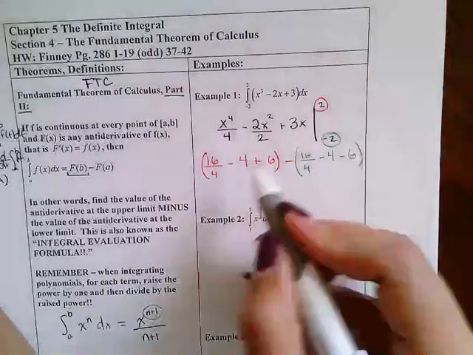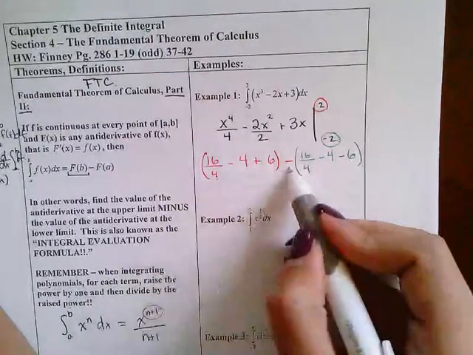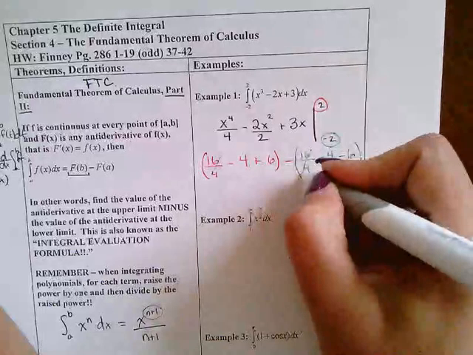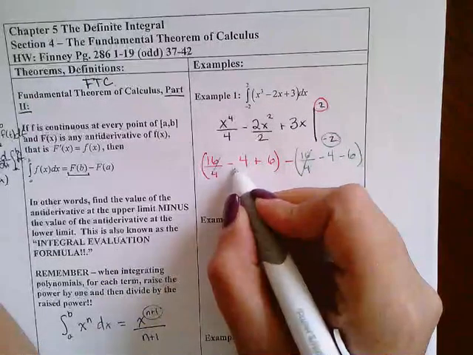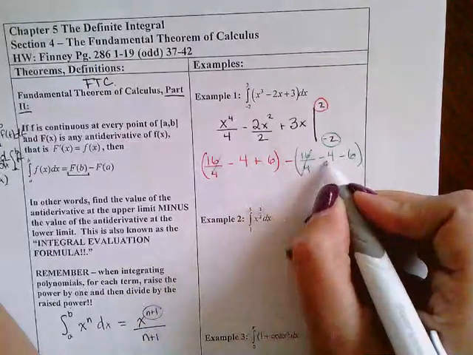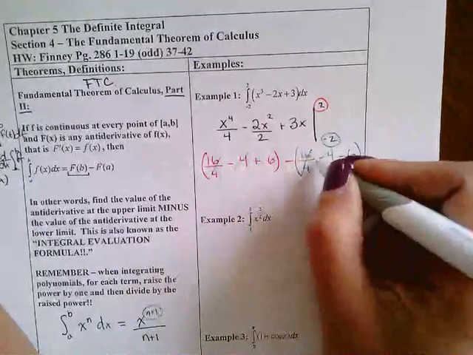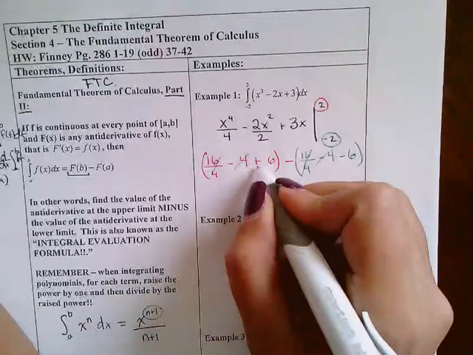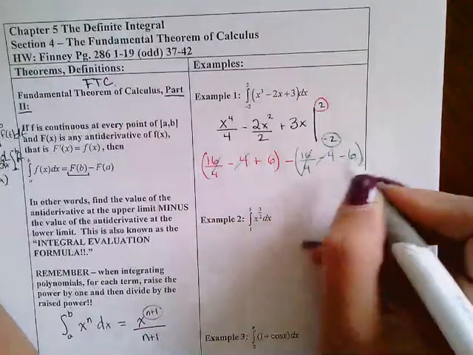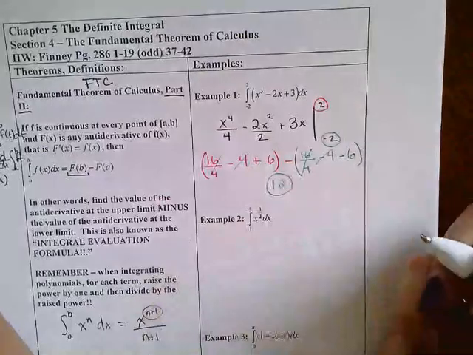Subtract all these out, so 16 over 4 minus 16 over 4 cancels out. Negative 4 minus a negative 4 is the same thing as saying negative 4 plus 4, so that actually cancels out. So all we're left with is positive 6 minus negative 6, which is 12.